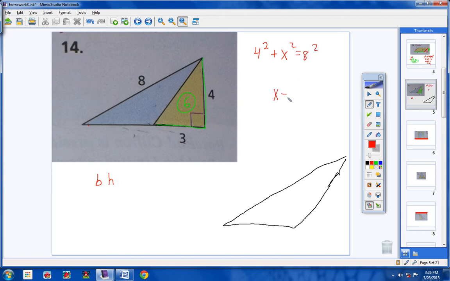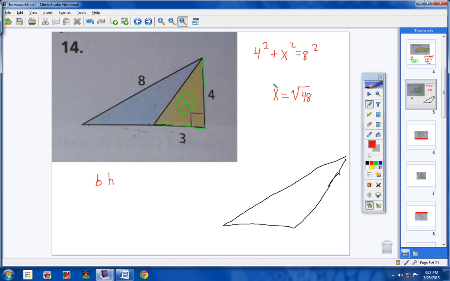Well, you're going to end up with 64 minus 16, which would be 48. And then take the square root of both sides. You'll get the square root of 48, okay? So that's this entire side right here. So to be honest with you, I think the answer they want to give, they want to keep it in square roots. I just see no need for that when it's like this.